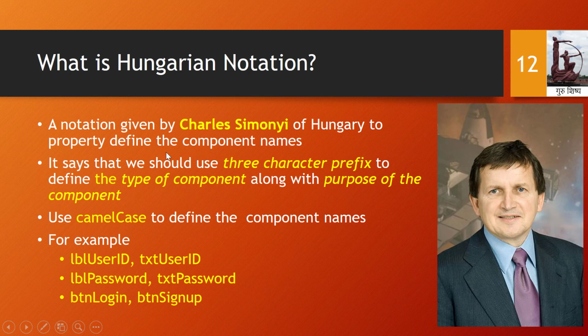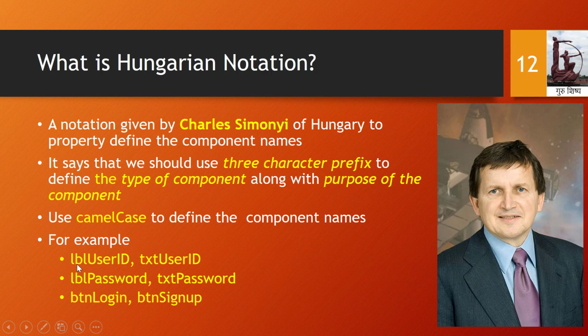The notation was given by Charles Simonyi of Hungary, because he's a scientist, Mr. Charles Simonyi, he is from Hungary. This concept was given around 30 years back. The concept says we should use a 3 character prefix to define the type of component along with the purpose of the component. So that should be user friendly. Here we use camel case. In camel case, the first character should start with lowercase. Any new word that gets added, the first character should be made capital. The system is known as the camel case system, to define the component.